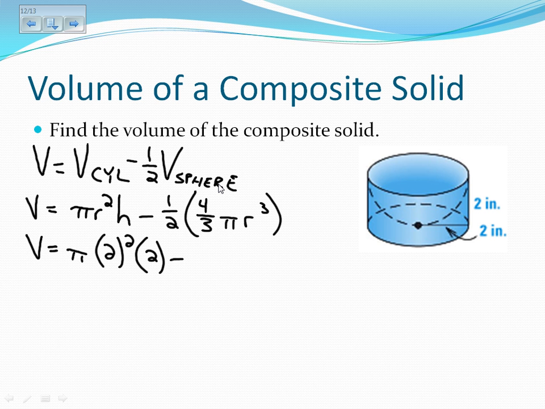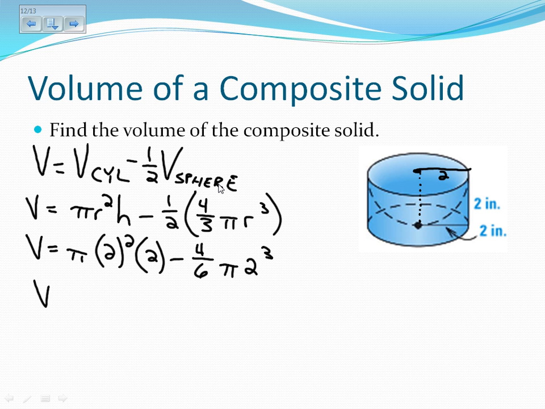When I'm multiplying, what do I do? Multiply across. We do not cross multiply. When do we cross multiply? When it's a proportion, when there's an equals in the middle. Assume that that's attached. So this would be 4 over 6. Pi, what's r for the sphere? 2. It's going to be the same thing, because we can pull this up. So that's going to be 2 as well, so it's going to be 2 cubed.